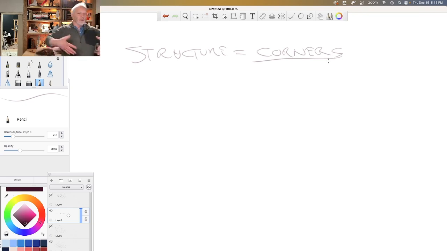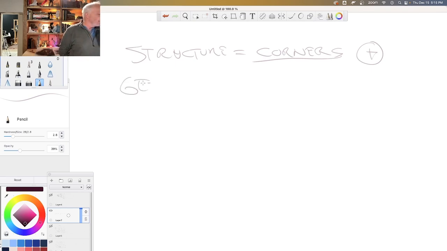If my drawing or painting looks flat, more corners: the front from the side, the front from the bottom, the top in relationship to the side, long to short axis, corner, corner, corners. The more corners you get, the more structure you'll get.